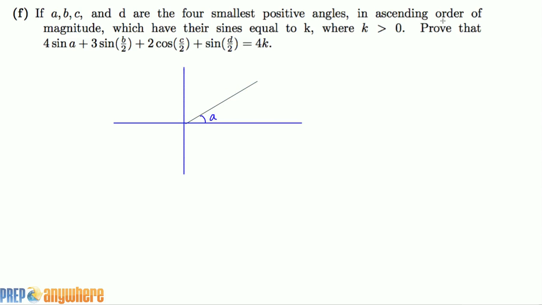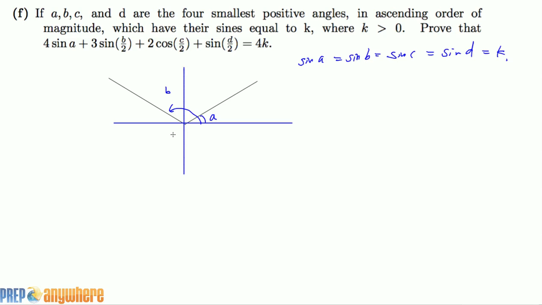So it says in ascending order of magnitude, meaning sine of A is equal to sine of B, which is equal to sine of C, which is equal to sine of D. Okay, they're all equal to K. Now the only way this is possible is if this arm here forms relative acute angles here. So the second angle B must be here.